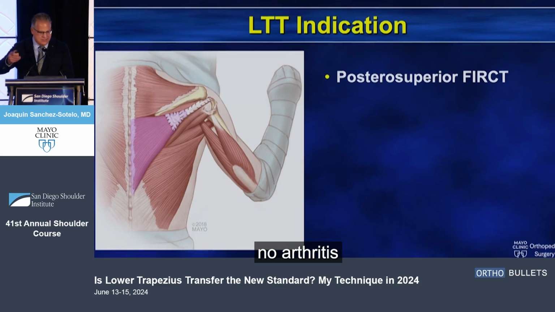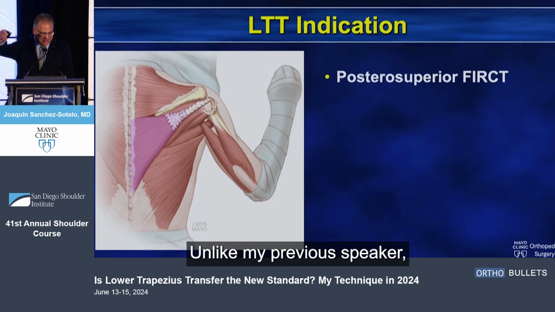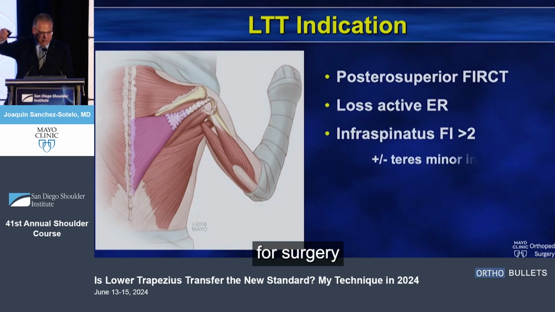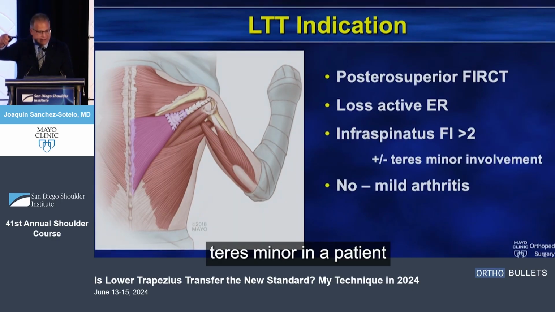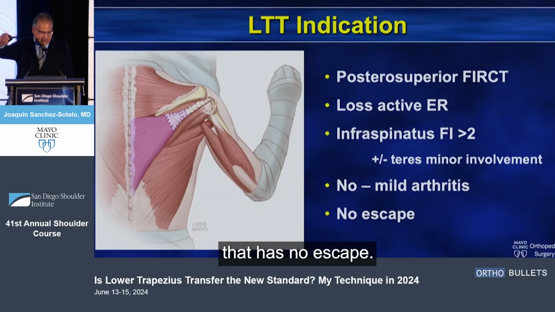no arthritis and substantial fatty infiltration, unlike my previous speaker. And the main reason for surgery is loss of active external rotation with possible involvement of the teres minor in a patient that has no escape.